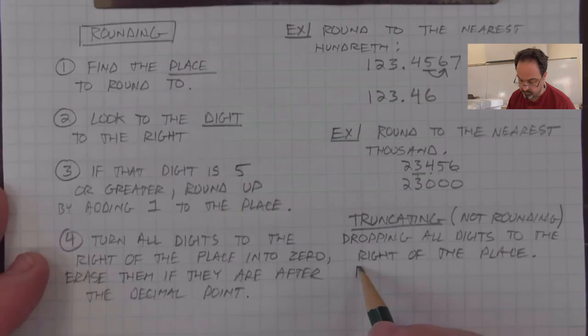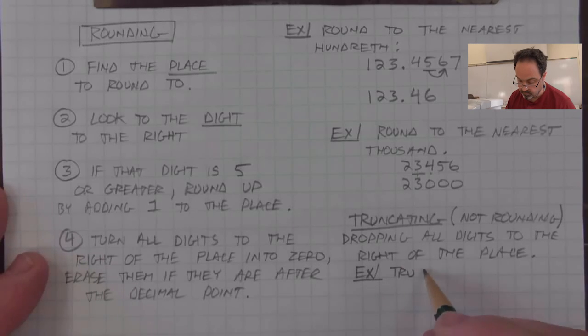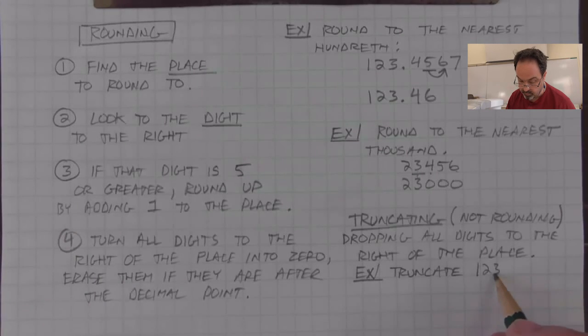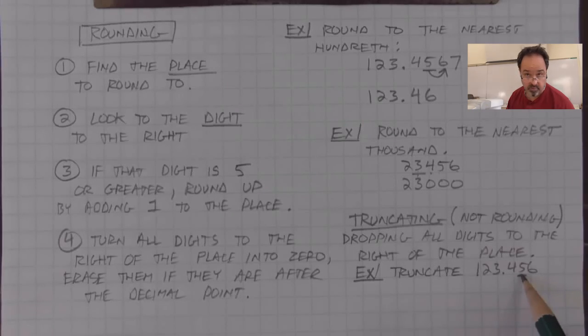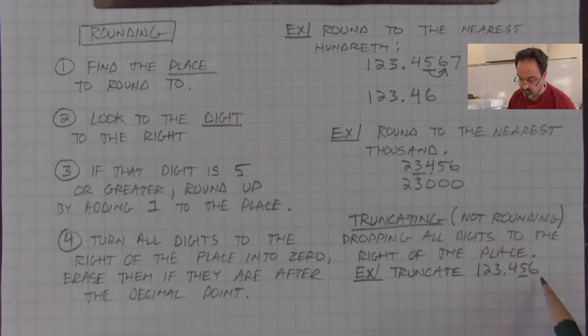For example, we could be asked to truncate the number 123.456 to the nearest hundredth. 5 is in the hundredth place. To truncate to the hundredths place would then be to simply drop all the digits, in this case the 6, from the number and turn it into 123.45.